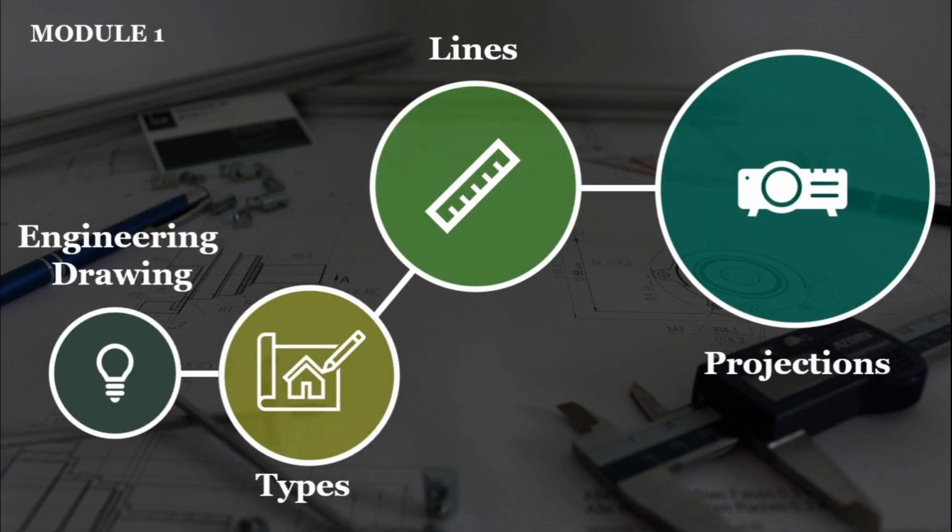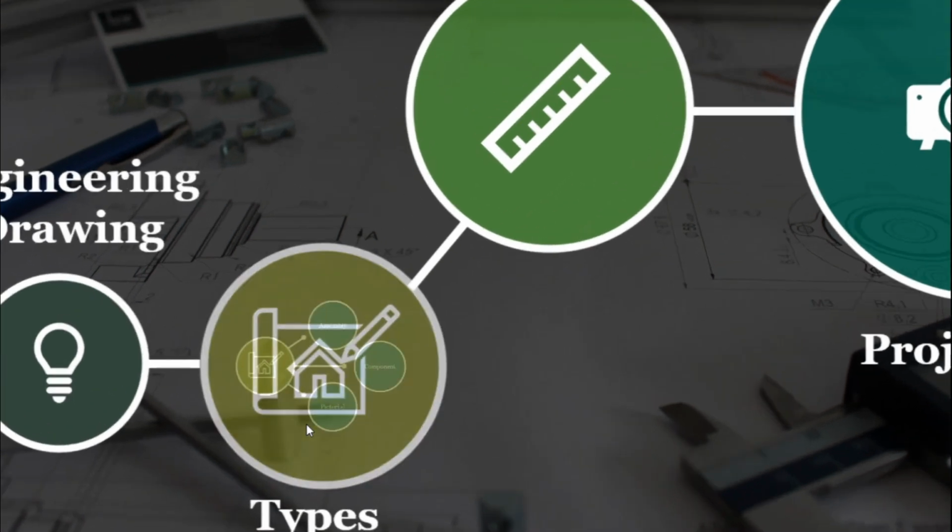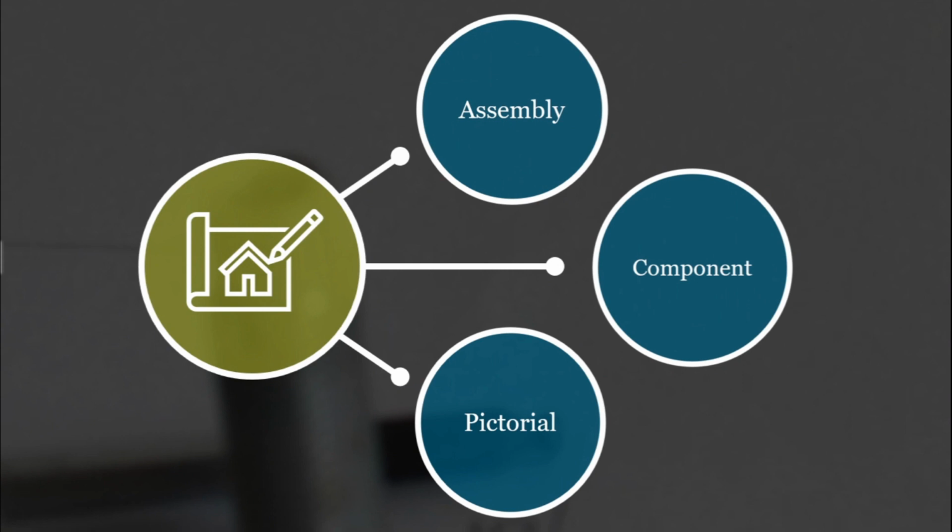This was the roadmap that we discussed in our previous video. Now, let's dig into the various types of engineering drawing. Here are the various types of engineering drawings. We have assembly, component, and pictorial drawings. Now let's start with assembly drawings.